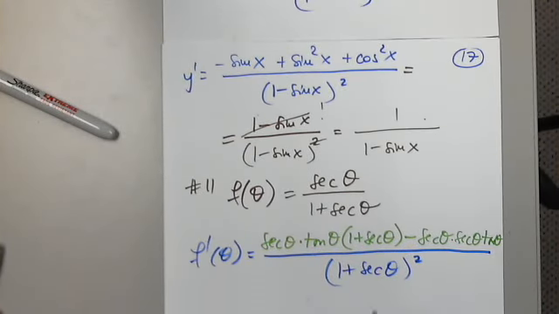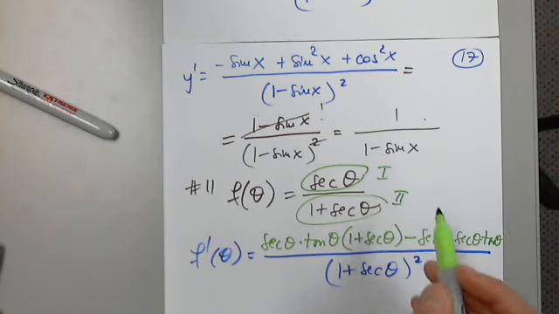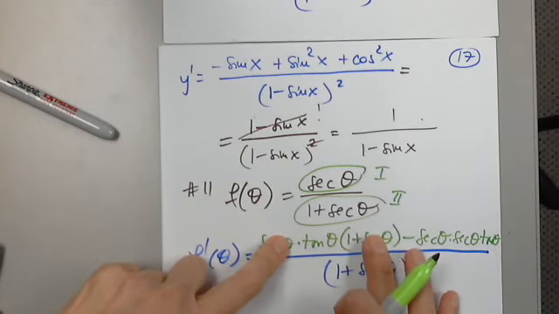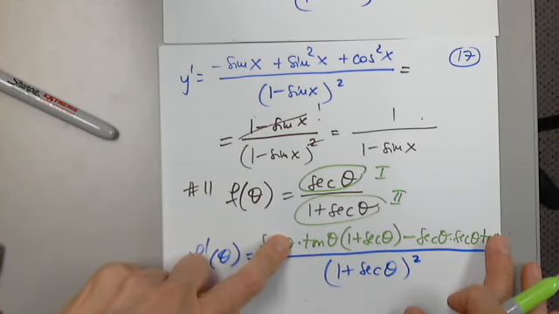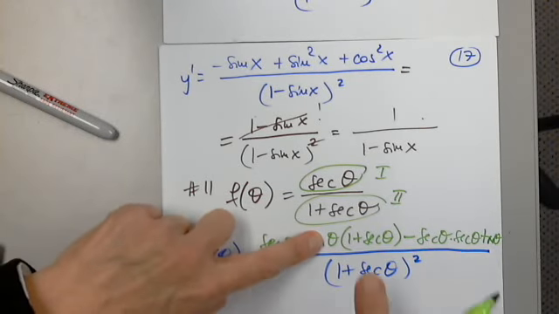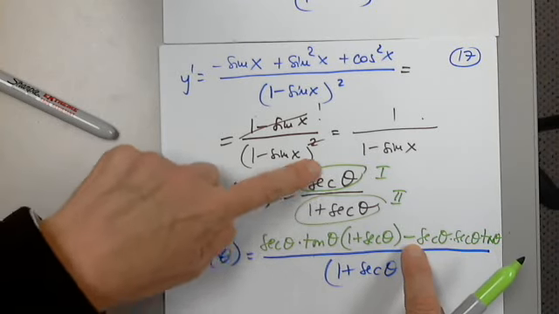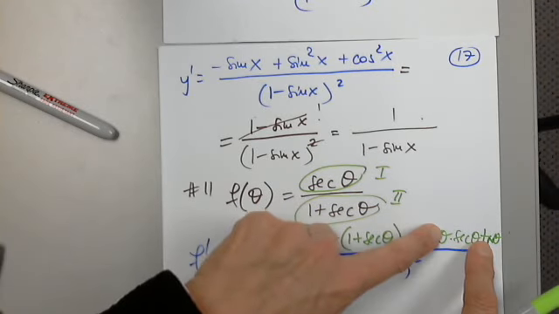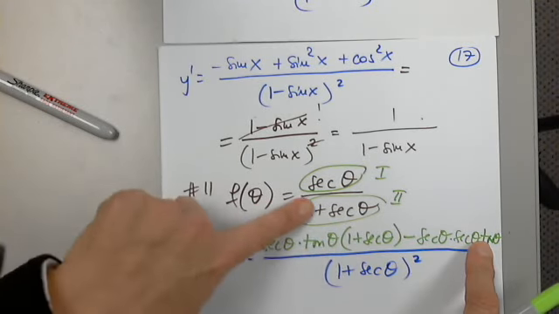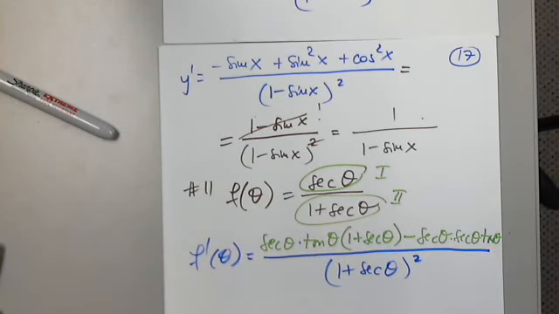Let's do this one more time. So this is function 1, and this is function 2. So I have 1 prime times 2 minus 1 times 2 prime. Secant prime is secant tangent. Then I copy the denominator. Minus, I copy the numerator, and times the denominator prime. But 1 prime is 0, and secant prime is secant tangent. Does it make sense?